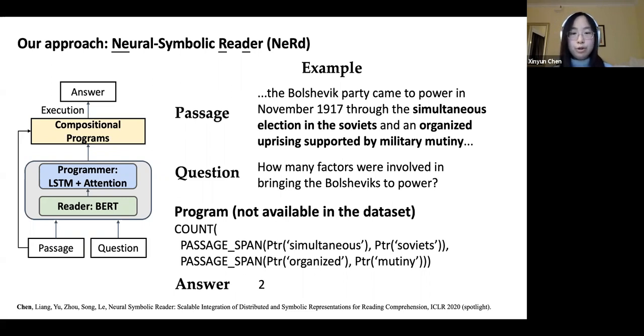Here on the slides, I'm showing an example of a program generated by our model. This program solves a counting question. If you look into the passage spans selected by the model for the counting operator, you will see that they align very well with our input question. And notice that such programs are not available in the dataset, so this could make our training pretty challenging. I will discuss how to train our model in this case later.